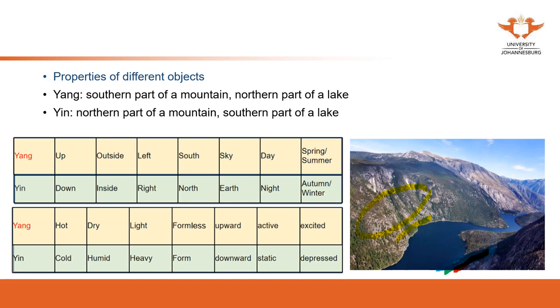in summer it's warmer. That's why we use a lot of this kind of theory when we try to understand phenomena in nature and also in our physical body. As you can see from the table, yang refers to up, outside, left, south, sky, day, spring and summer.